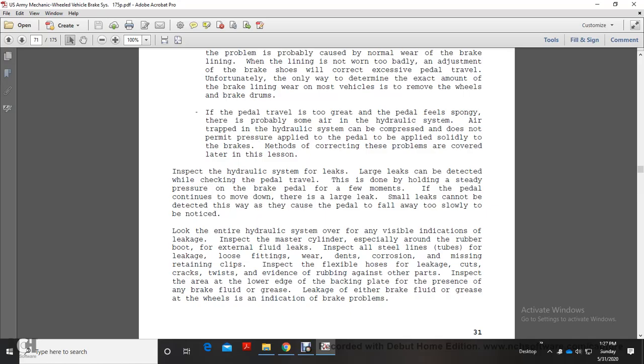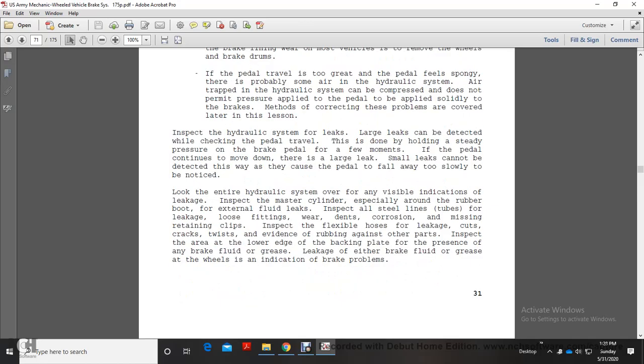Inspection of the hydraulic system for large leaks: check the pedal travel by holding steady pressure on the brake pedal for a few minutes. If the pedal continues to move down, there's a large leak. Small leaks cannot be detected this way, but they cause the pedal to fall away slowly. Look over the entire hydraulic system for visible indication of leakage.